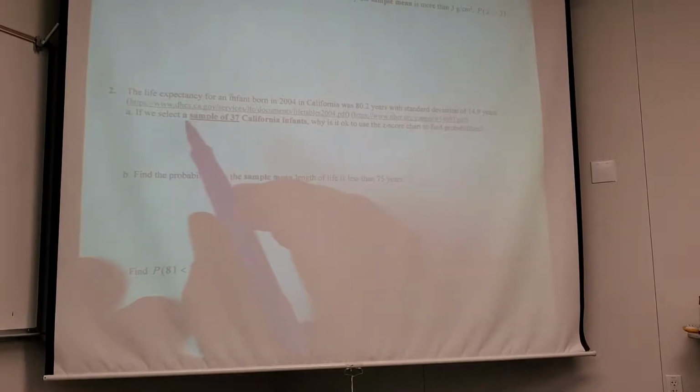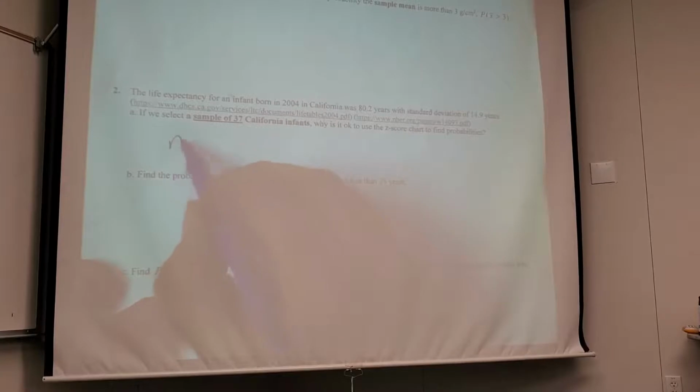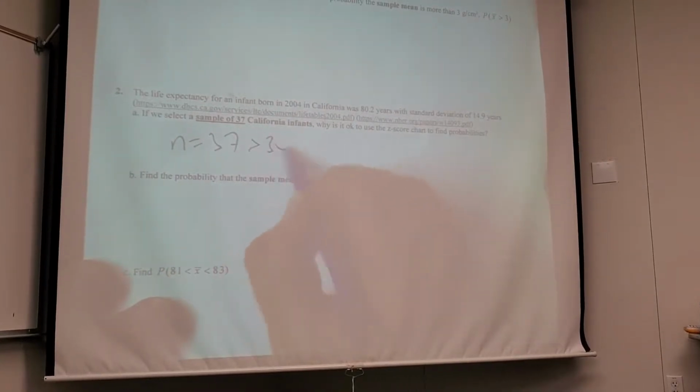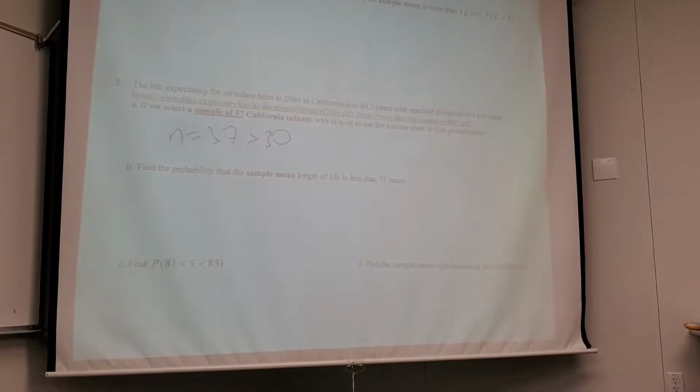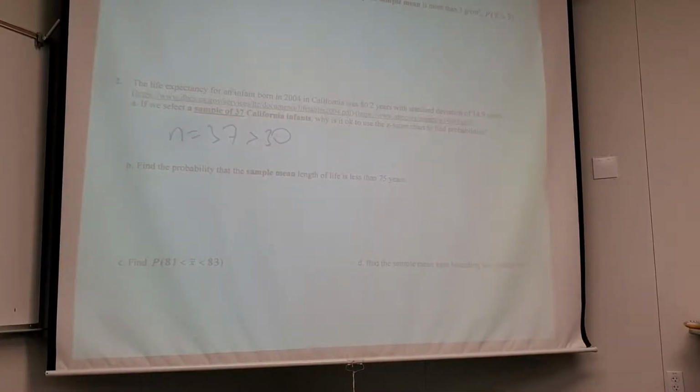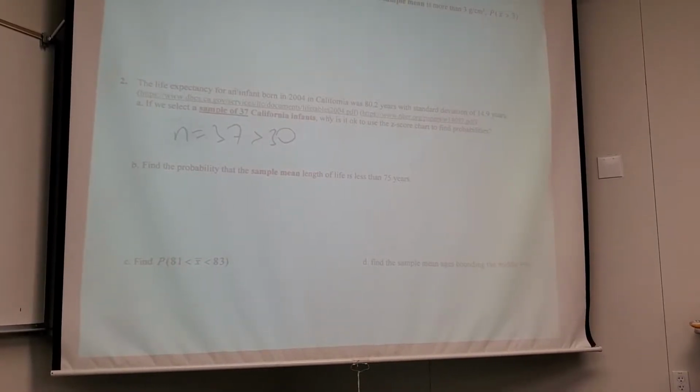But what saves me immediately is that the sample is 37, which is bigger than 30. So the central limit theorem says the mean stays the same, the standard deviation changes, and if the sample is bigger than 30, the sample means will be normally distributed enough.